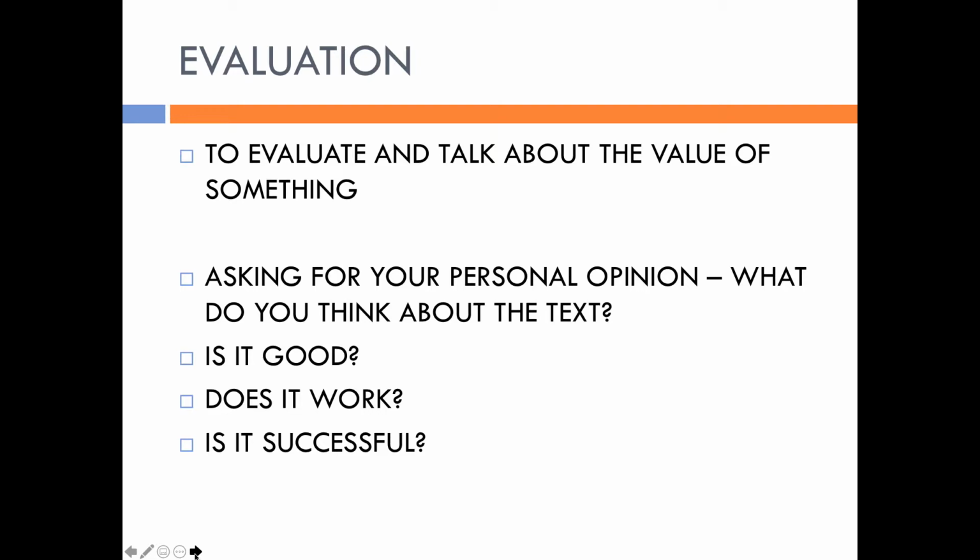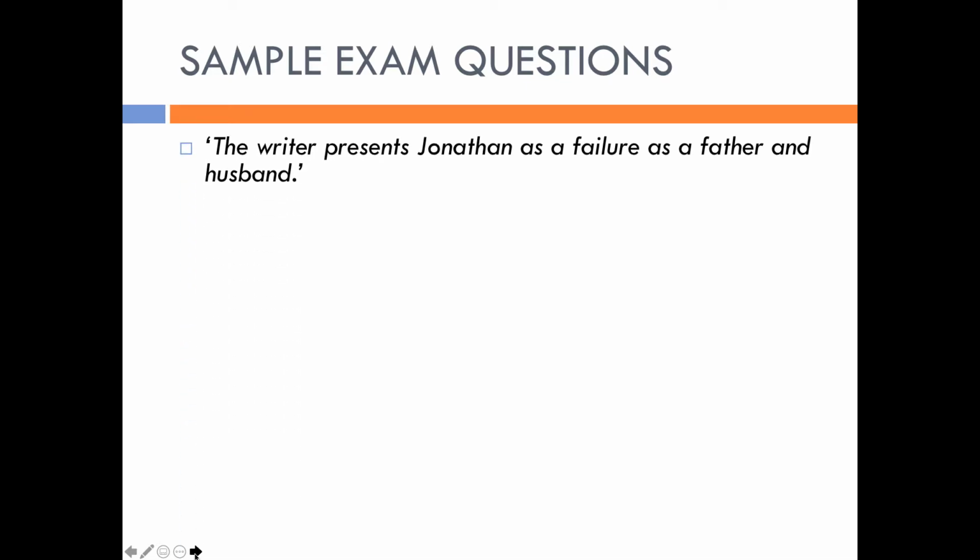So if I show you some examples of evaluation questions now, it should become a little bit easier to understand. One presents an opinion and asks you whether you agree with that view or not. So this one: the writer presents Jonathan as a failure as a father and husband. How far do you agree with this view? In this question, what you would need to do is read through the text and then decide whether the character of Jonathan is a failure or not.